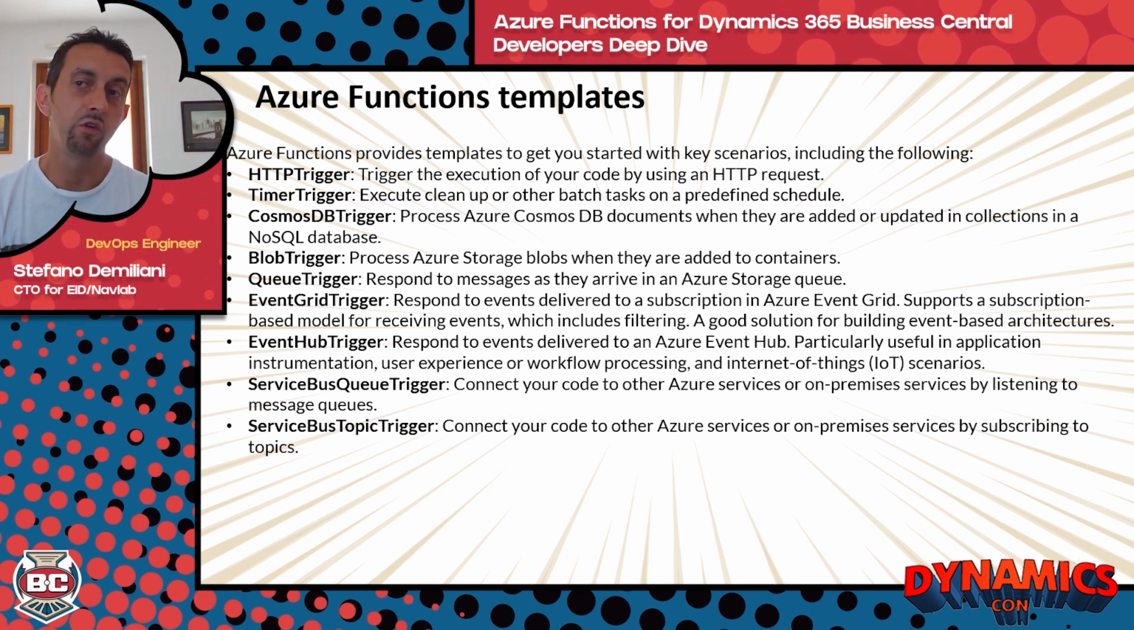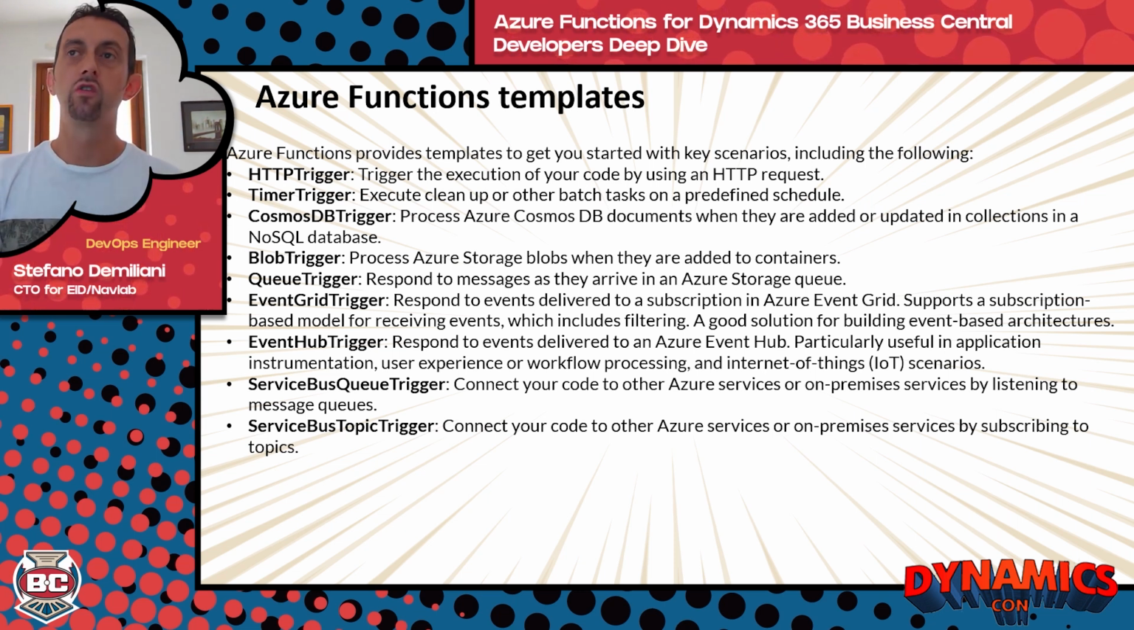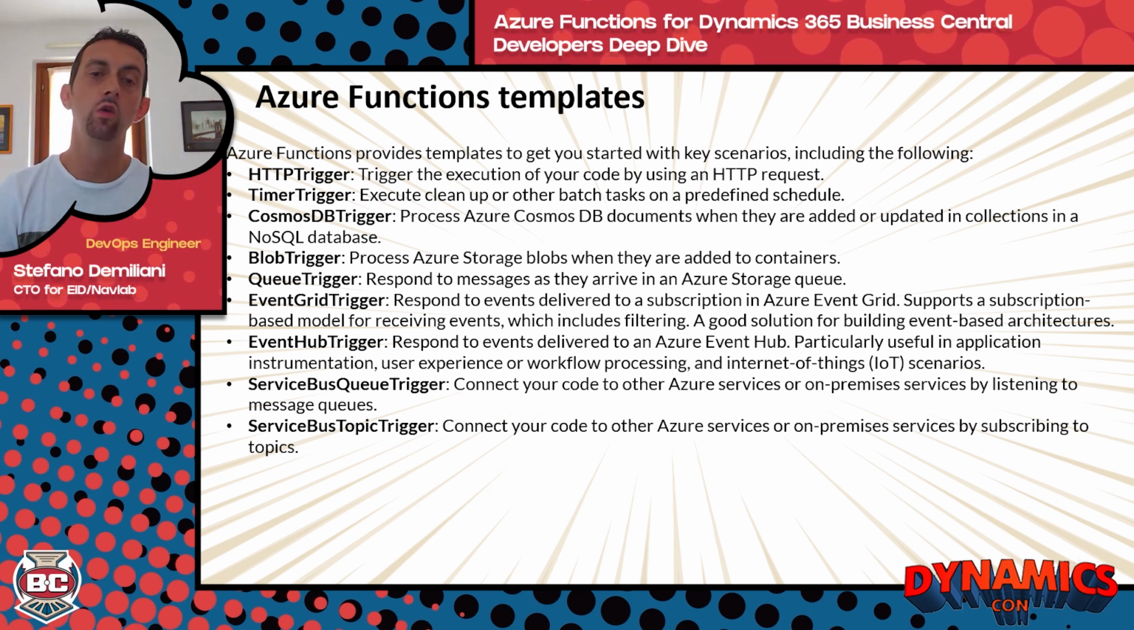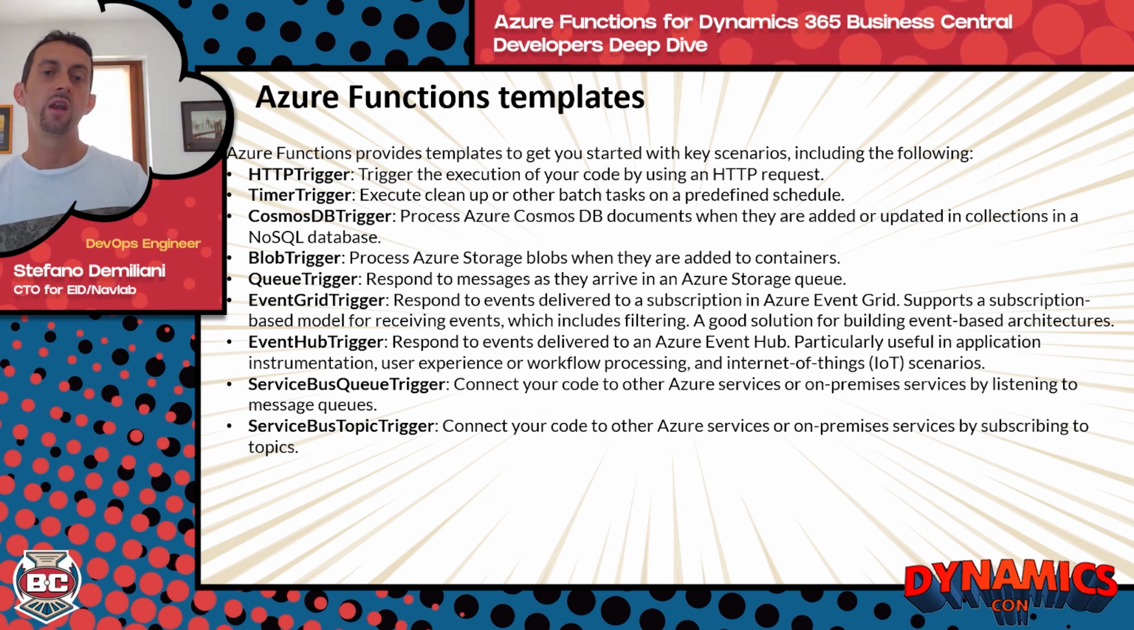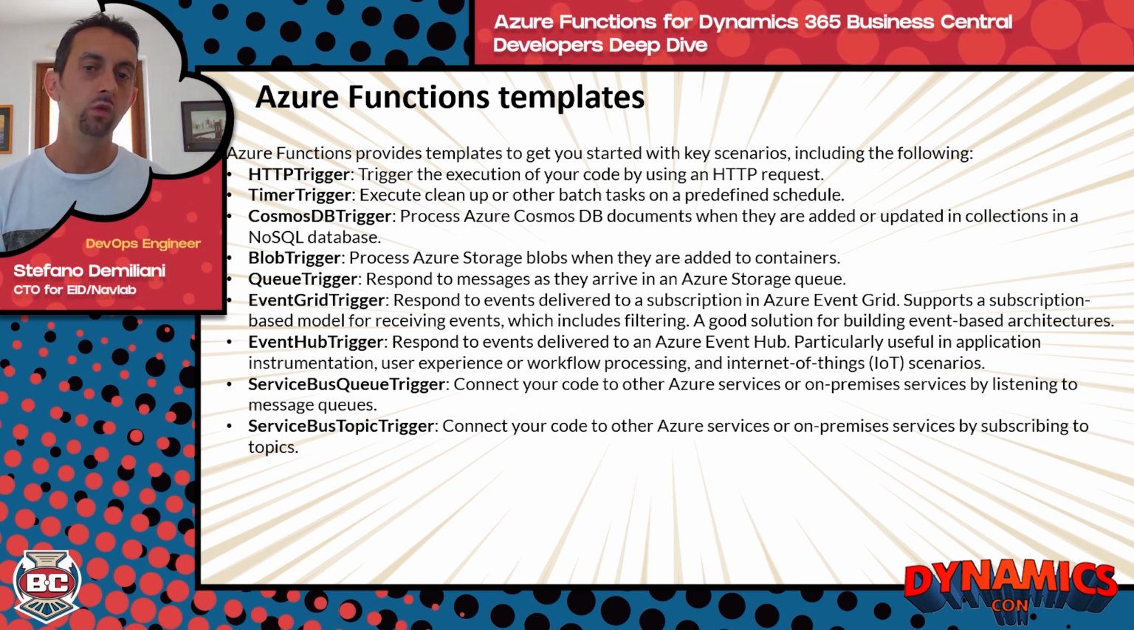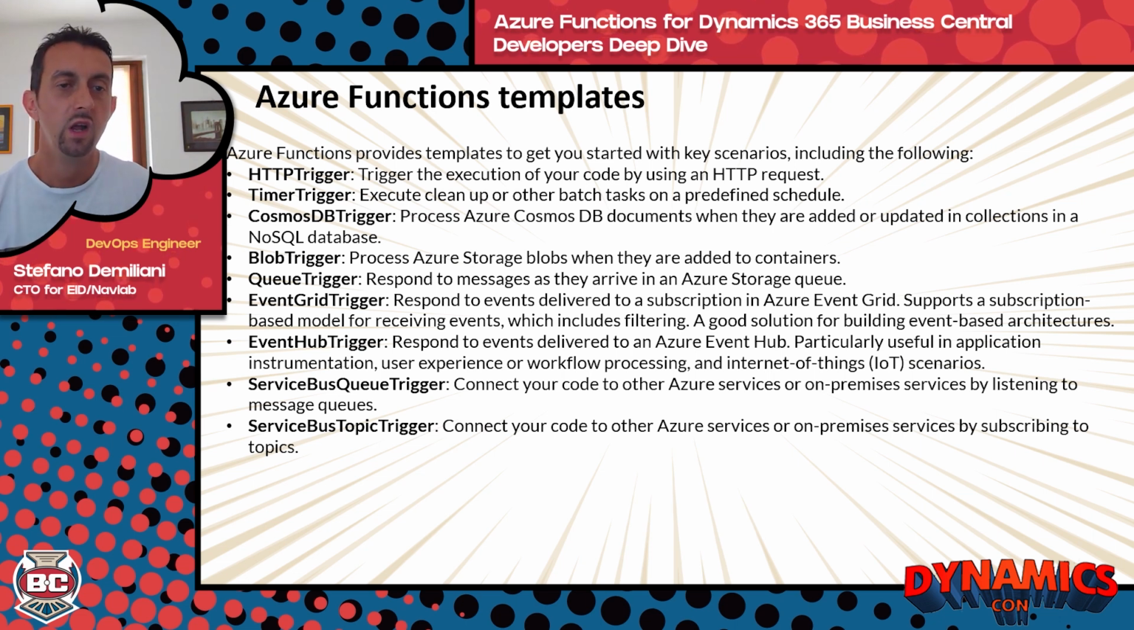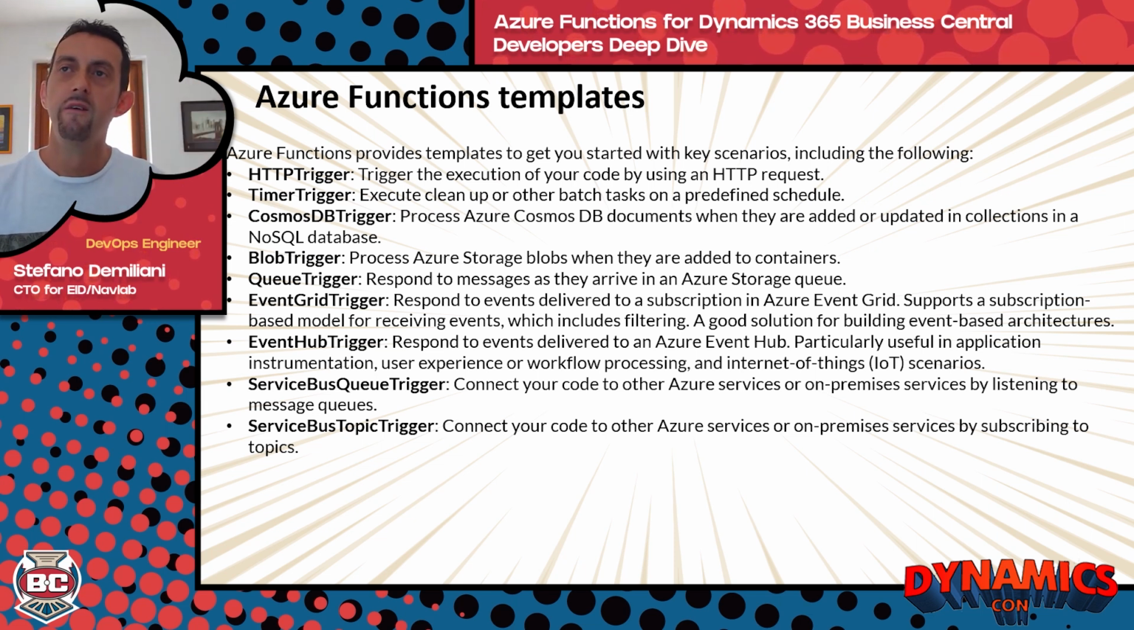Then there are other types of triggers and templates. The timer trigger template is quite useful, for example, if you want to execute predefined code on a predefined schedule. So, for example, if you want to create tasks that are executed on a timer schedule. Then there are other types of triggers that I don't want to go in depth on today, but are triggers that are bound directly to Azure resources.